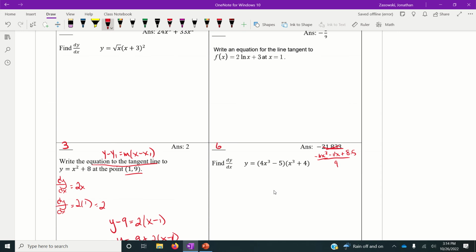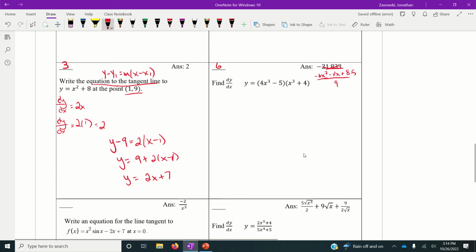Now we have ourselves a product rule, so we'll follow the product rule. You can distribute and then use your quotient or your power rule instead. We're going to use the product. So derivative of the first, okay, is going to be 12x squared times the second, which is x cubed plus 4, plus for product. Then we keep the first one the same, 4x cubed minus 5, and we multiply times the derivative of the second, which is 3x squared.